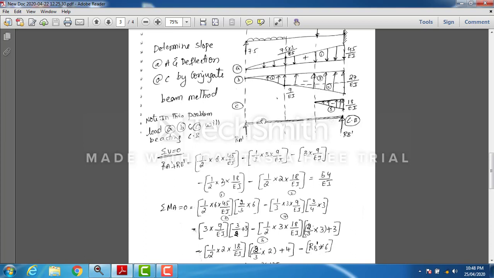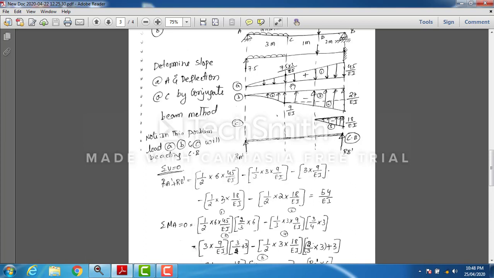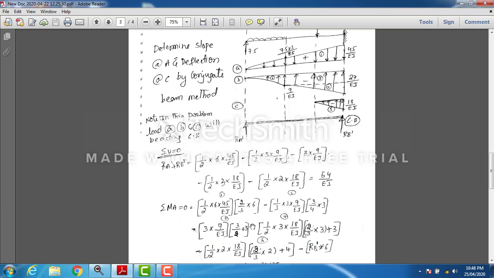So moment of this area about A. From the center of the rectangle to point A, it is 3 plus 1.5, so overall it becomes 4.5. Next, coming to area number 4, again it's a triangle of height 18. So total height is 27. In this, if we take out 9, the remaining is 18.